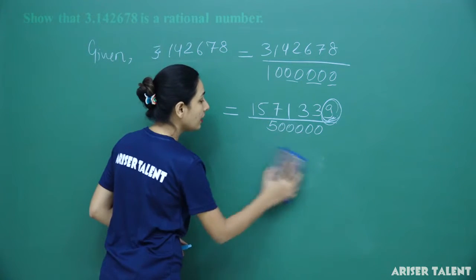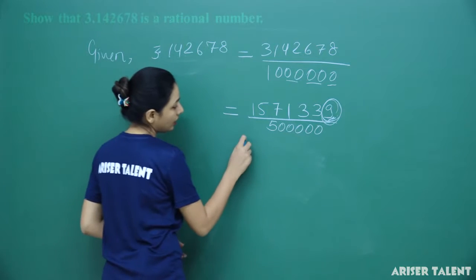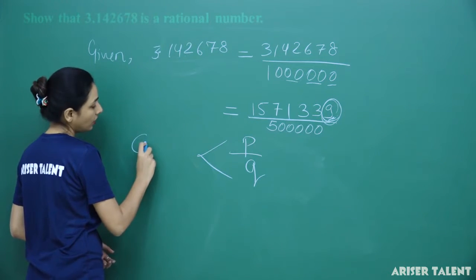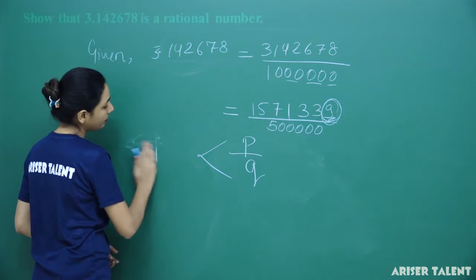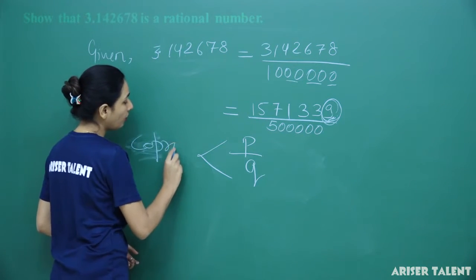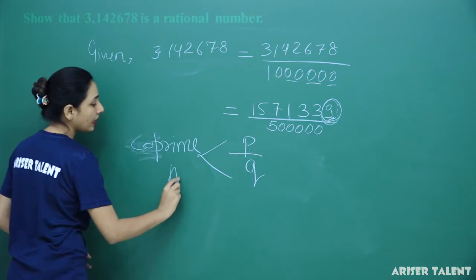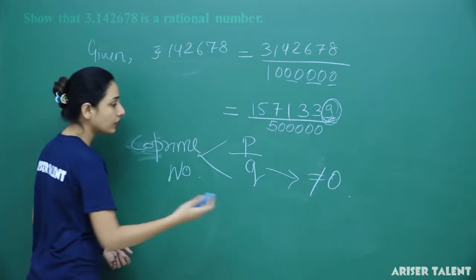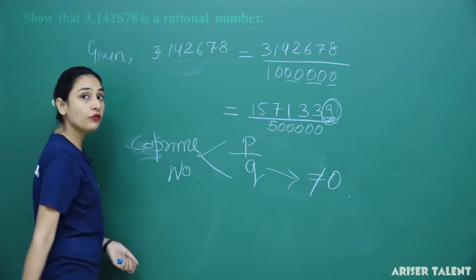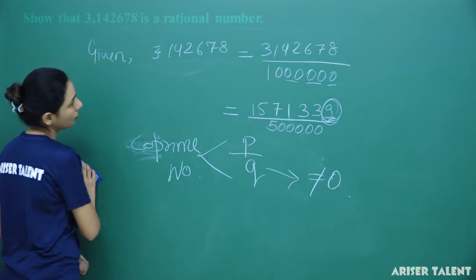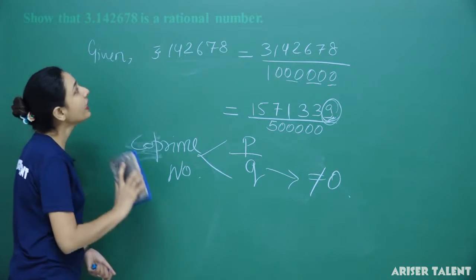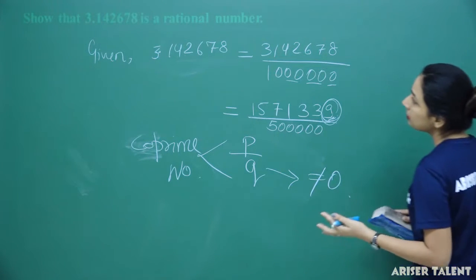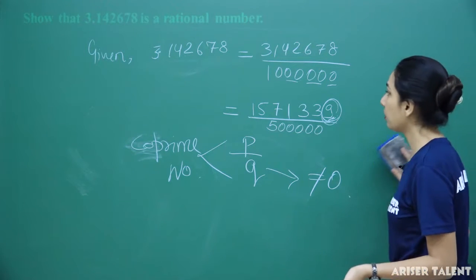So that means we are having this format P by Q, in which P and Q are co-prime numbers, and Q is not equal to 0. So both the conditions have been fulfilled, okay, noted. So this is the method we will be using to prove or show that this particular number is a rational number, okay. So this is about this.